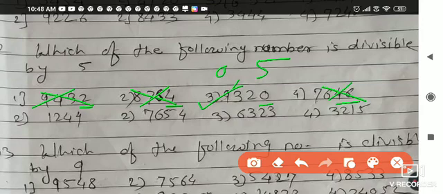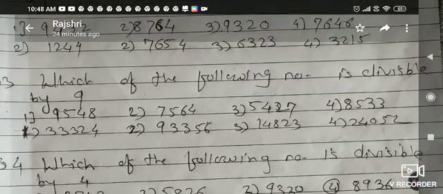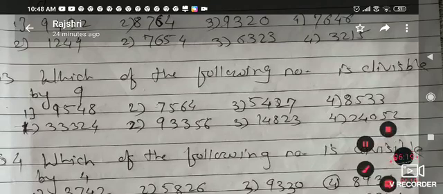The next set is given here. So here the unit places are 4, 4, 3, and here it is 5. So this number is divisible by 5. Other numbers are not divisible by 5. Okay, so we have to use the test. We don't want to solve these examples by doing the division.